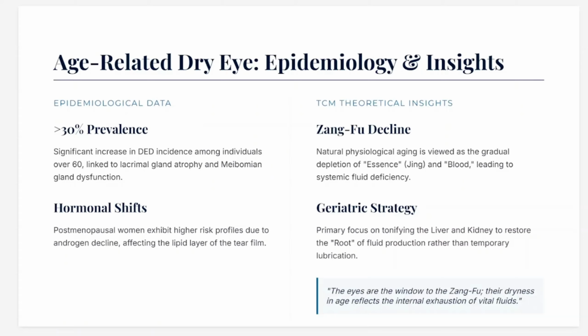Dry eye disease increases significantly with age. Lacrimal gland function declines, and meibomian gland dysfunction becomes more common. Hormonal changes, particularly in postmenopausal women, further increase risk. From a TCM perspective, aging reflects gradual depletion of essence and blood. Therefore, treatment focuses on tonifying the root rather than only treating local symptoms.